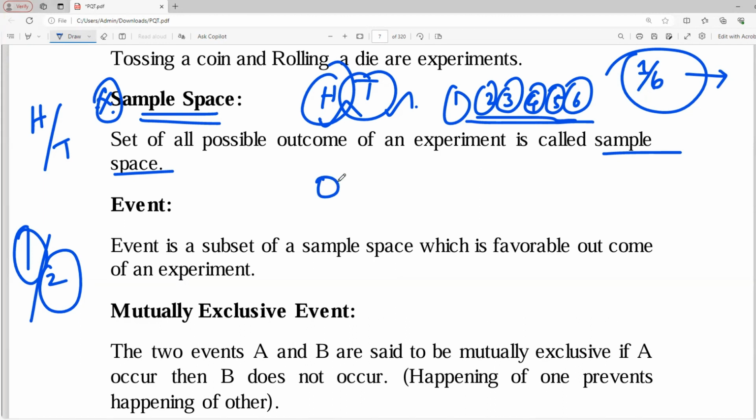So if I'm going to toss a coin, I may get either a head or a tail. So this is a sample space. If I'm going to roll a die, I might get one, two, three, four, five or six. So this is the sample space. Okay, an event is also a subset of the sample space, which is the favorable outcome of the experiment.